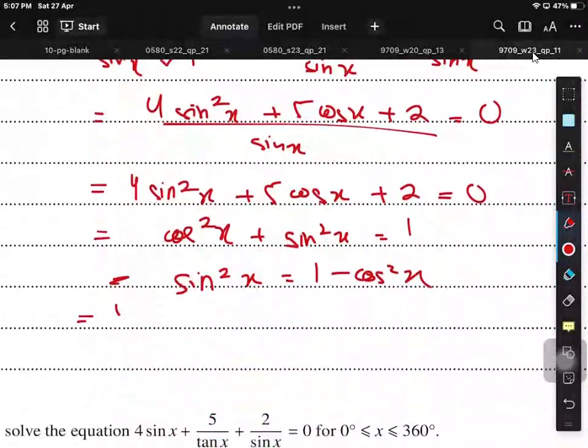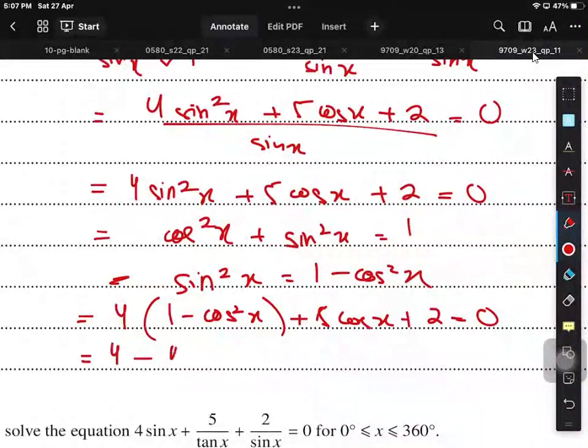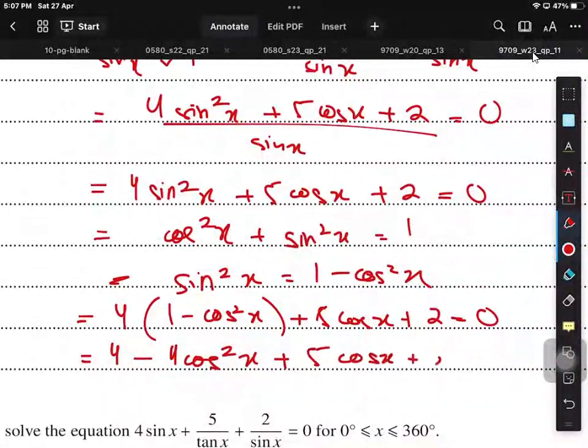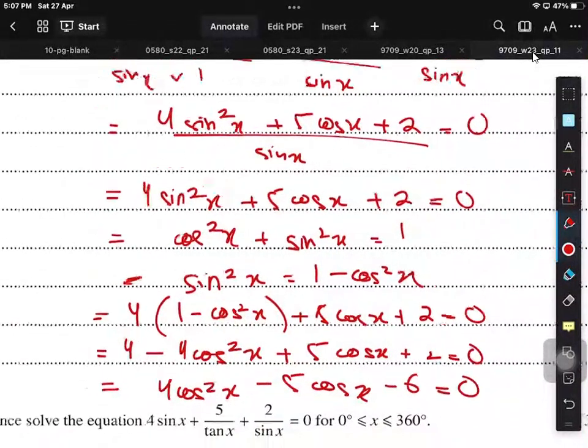So I can just substitute this by 1 minus cos squared x plus 5 cos x plus 2 is equal to 0. Now I can say 4 minus 4 cos squared x plus 5 cos x plus 2 is equal to 0. And if we write that final, let's move everything to that side, so we have our cos squared x positive. So 4 cos squared x minus 5 cos x, and then 4 plus 2 is 6. And if we move that to the other side, that would become minus 6 is equal to 0. That is our final answer.